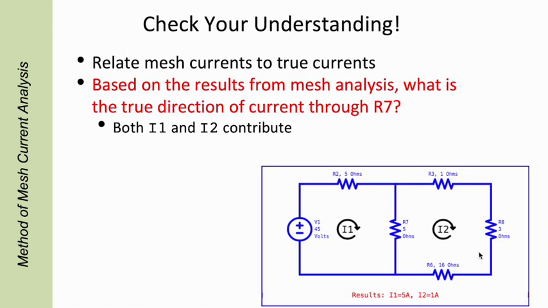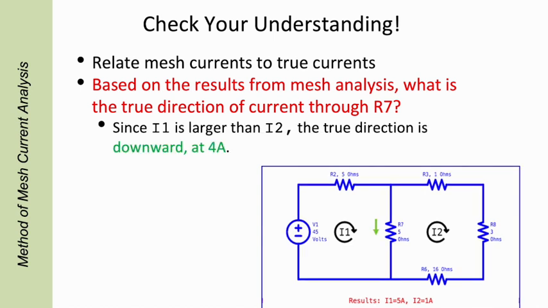Okay. Now let's relate those results to our true currents. And so based on those results, let's talk about what the true current is through this resistor R7. Notice both I1 and I2 contribute. Since I1 is the larger value, 5, that means that the total current is going to be 4 amps downward, okay, because we have 5 minus 1 going up. Total current through this vertical resistor here is 4 amps in the downward direction.